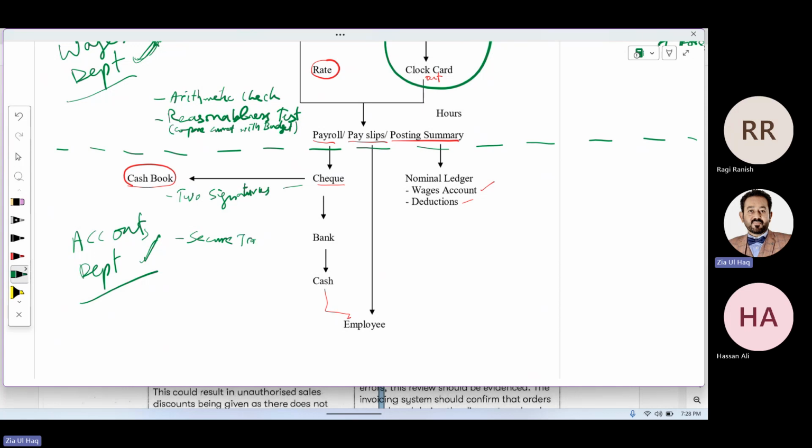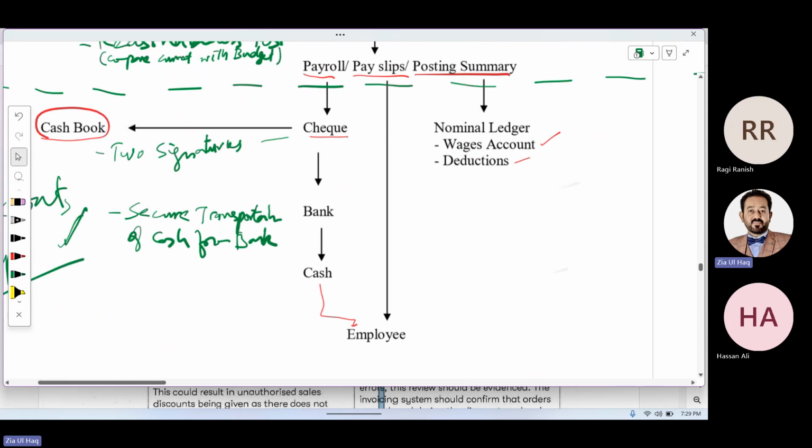Secure transportation of cash from bank. Otherwise, there will be chances of theft on the way from bank to company because employees are aware that on this day company makes payment. This means company will withdraw money from the bank. So there could be chances of robbery on the way from bank to company. So cash transportation from bank to company should be under security.